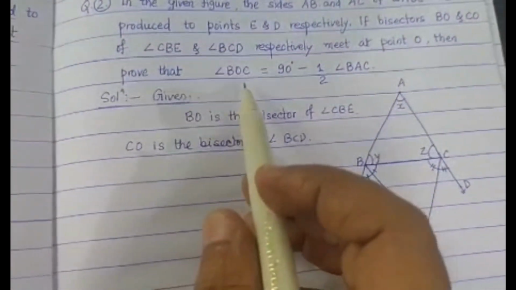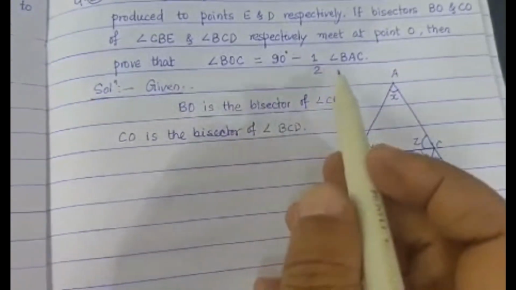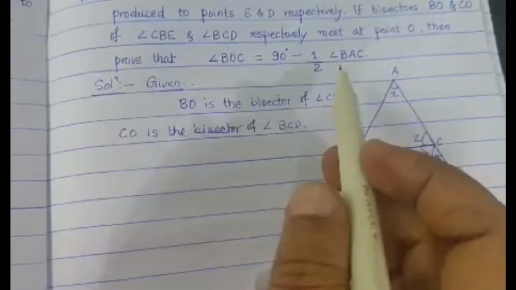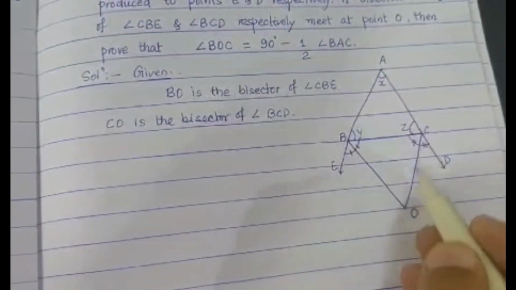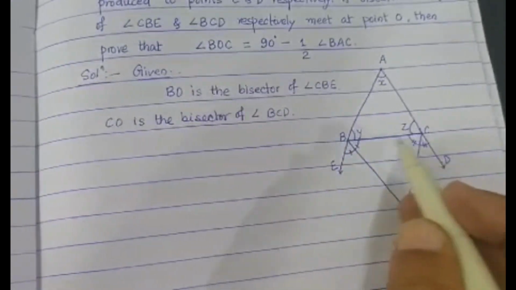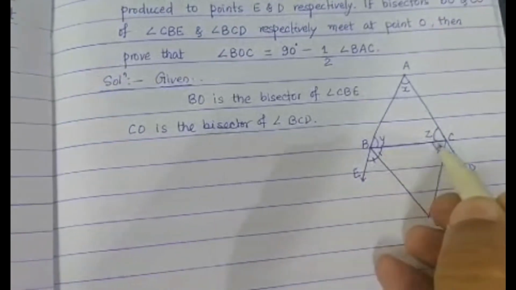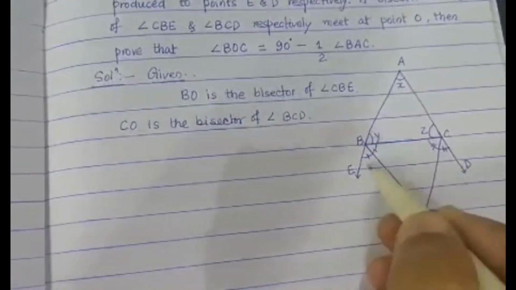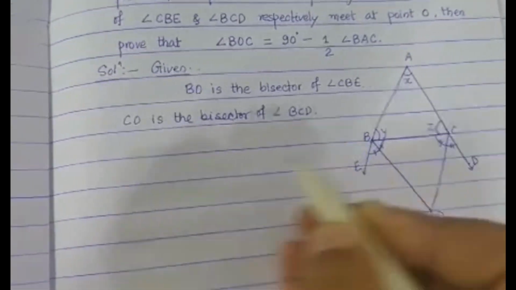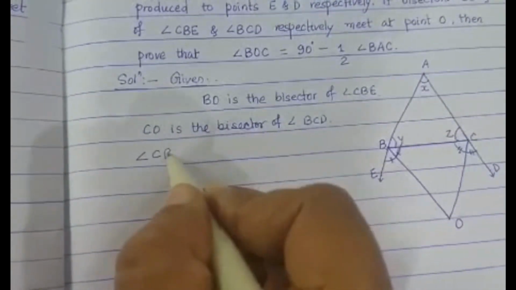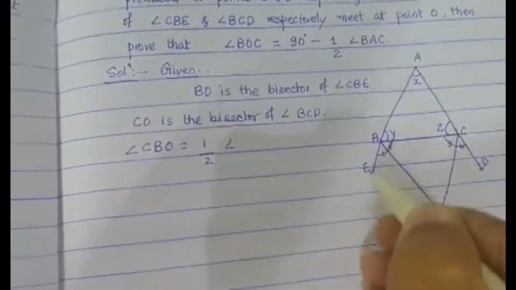Since we have to prove that angle BOC is equal to this much, in the question angle BOC and angle BAC are involved, so our focus will be on angle BOC and angle BAC. So this is angle BOC, okay. So we will keep focusing on this triangle, and first of all on these angles. So let's start. This angle CBO is half of this, because it is the bisector. We can write angle CBO is equal to half of angle CBE.